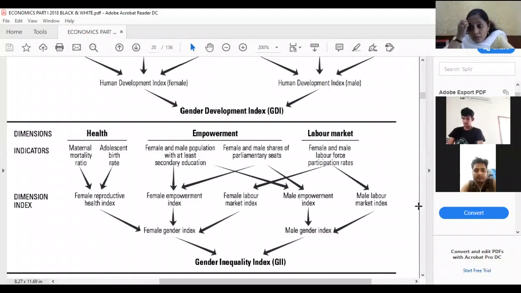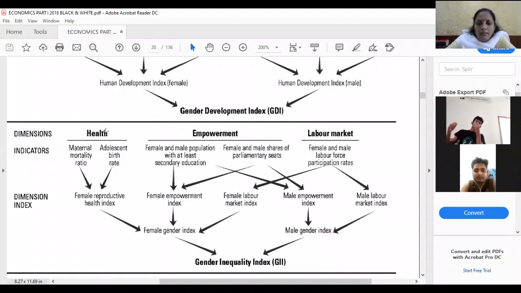Generally, when you mention something called gender development, though gender is a neutral word and you can mention both men and women, usually it gives everybody the perspective that we are actually talking about women's development, right? So here, more weightage is going to be given to indicators related to women's development, which is why you are going to see health, empowerment, and labor market. These are the three dimensions, but there will be more concentration on women. How is it happening? We will tell right now.